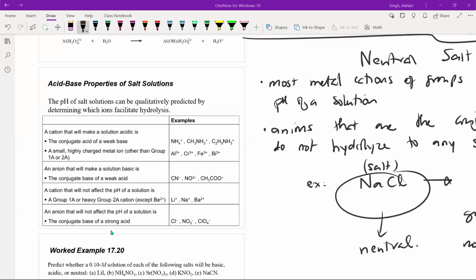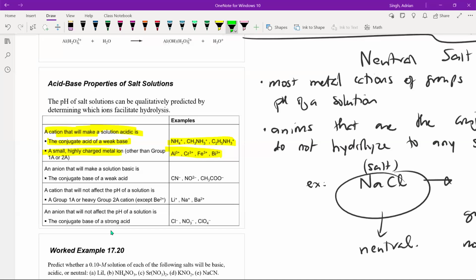So a cation that will make the solution acidic will be the conjugate acid of a weak base, right? We looked at those examples before. And then we also have seen these small, tiny ions that have high charges on them, other than the group 1 and group 2. So aluminum, chromium, iron, bismuth are the most common ones. These lead to acidic solutions.